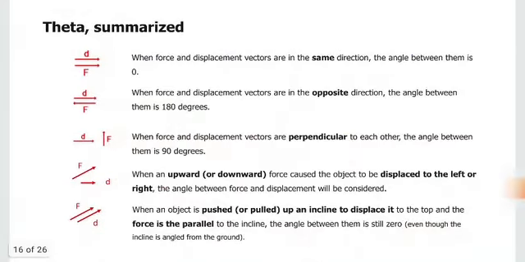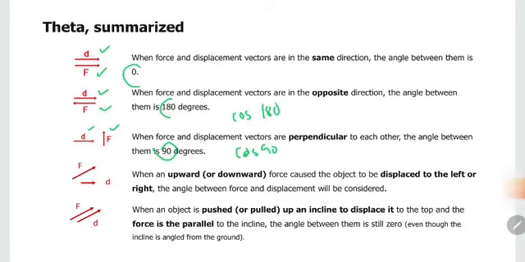Okay, this is a summary. Displacement and force, same direction, so 0. Displacement and force, opposite direction, so 180 degrees. Displacement and force, perpendicular to each other, 90 degrees. Or, gagamit ka ng cosine 90, cosine 180, cosine 0. Kapag diagonal yung force, pero horizontal yung displacement, this is the angle between them. Diba? So, cosine angle, whatever the angle between the F and the displacement.